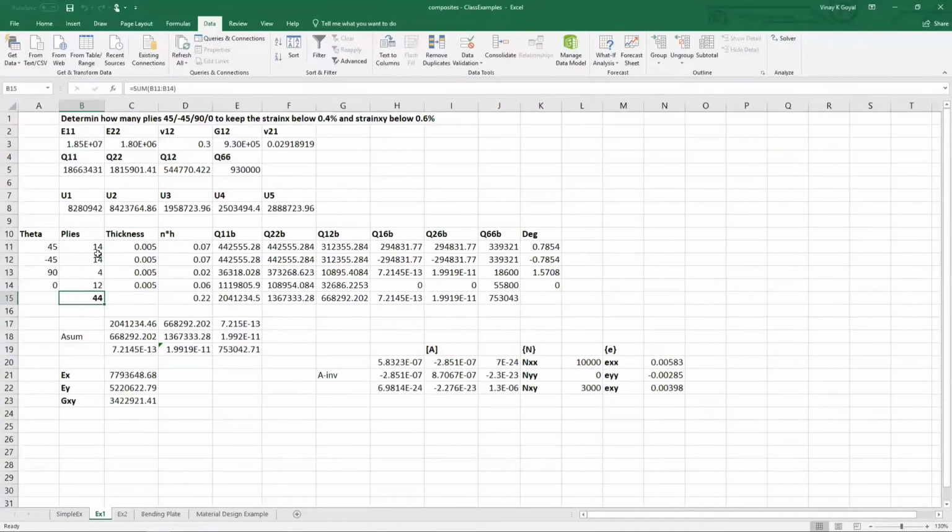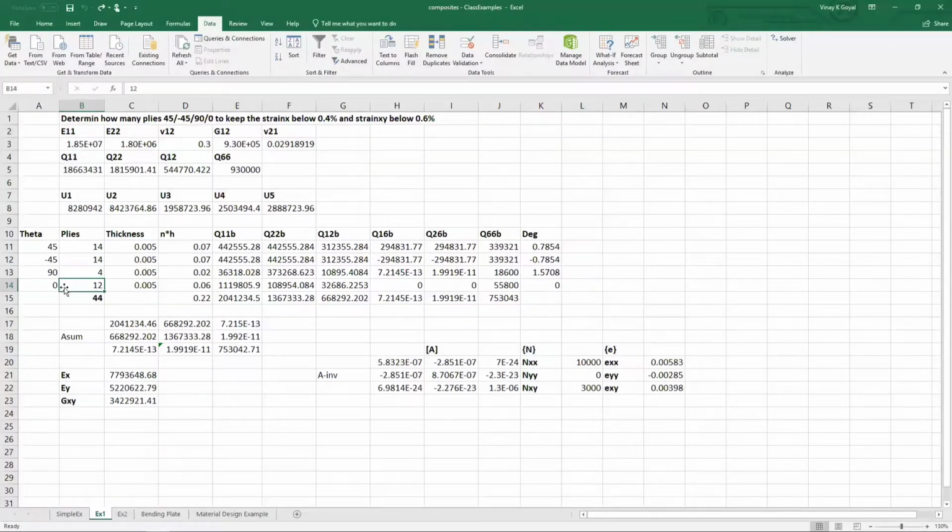It wants us to have 14 plies each of plus minus 45, 4 plies of 90, and then 12 plies of 0 degrees. And I want to point out here that I wrote almost up to the constraint. So it seems to be a fairly good design. If I went a little bit higher, 13 plies, it's not as optimal. I've increased weight. If I make it a little bit thinner, 11 plies, I violate the constraint. So clearly, the answer we got here is fairly good.